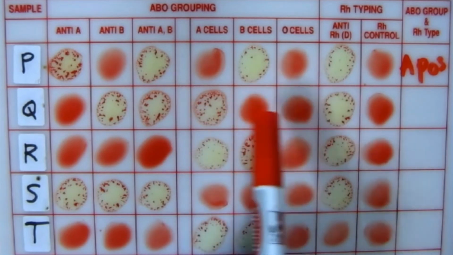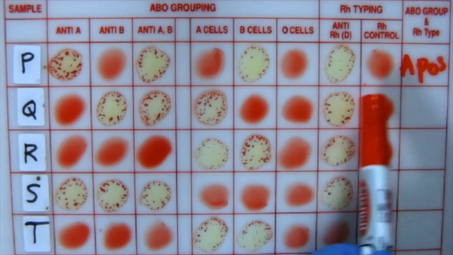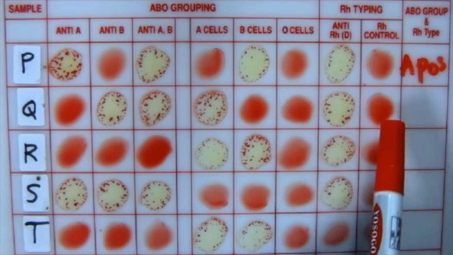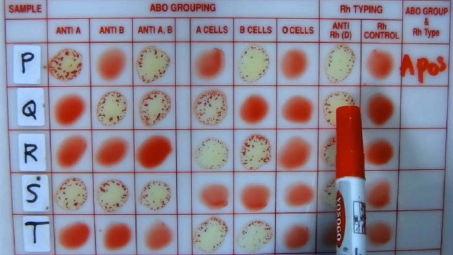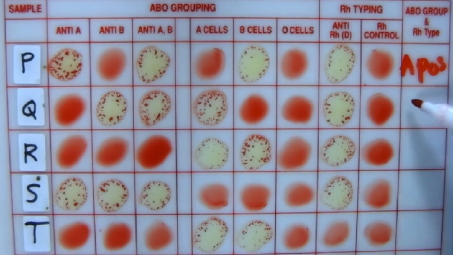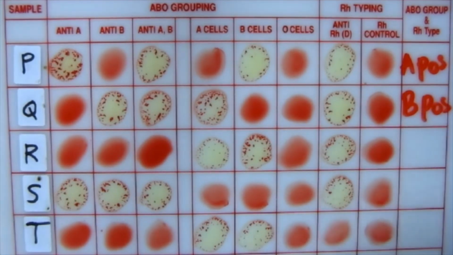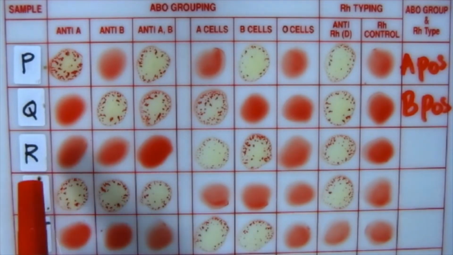his or her serum. So now, again, the rhesus typing is also positive, the presence of antigen D. So patient Q is B positive. We move to the next patient, patient R.